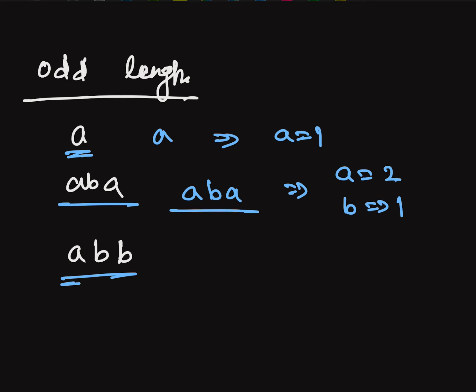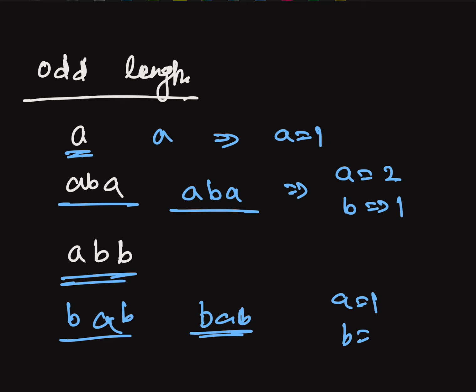Next, we can write BAB. This is also possible. If we reverse this, we will get BAB again. So the frequency of A here is 1 and B is 2.